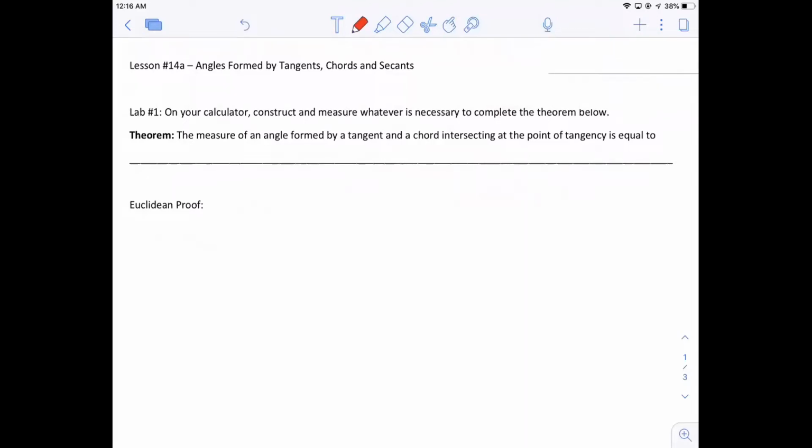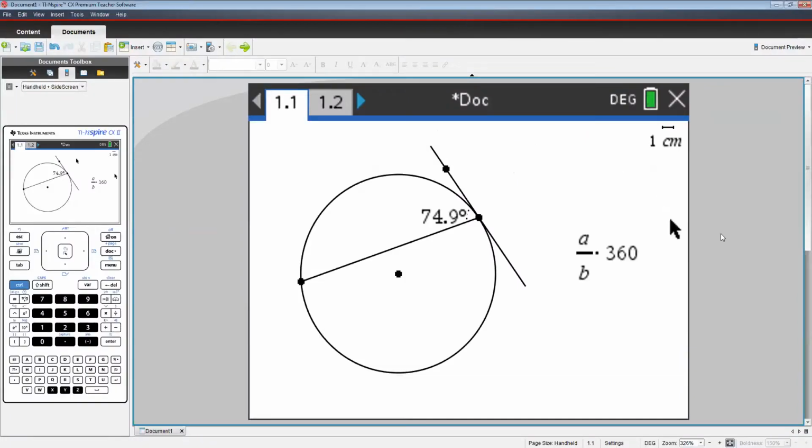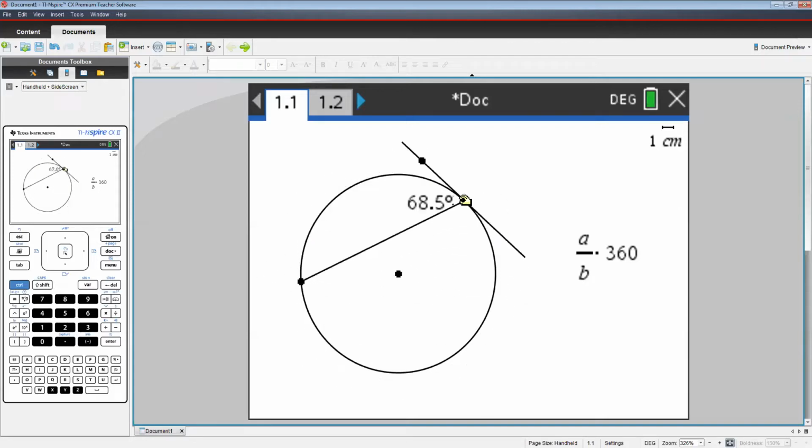All right, so I am going to share my calculator screen where I've done some of it already, not all of it. And let's see. So we wanted to find the measure of an angle formed by a tangent and a chord intersecting at the point of tangency, right? And we wanted to find what that is equal to. So here we go. Here is my tangent line, right? And here is my chord that intersects at the point of tangency right there. Here's my point of tangency. This line is always tangent.